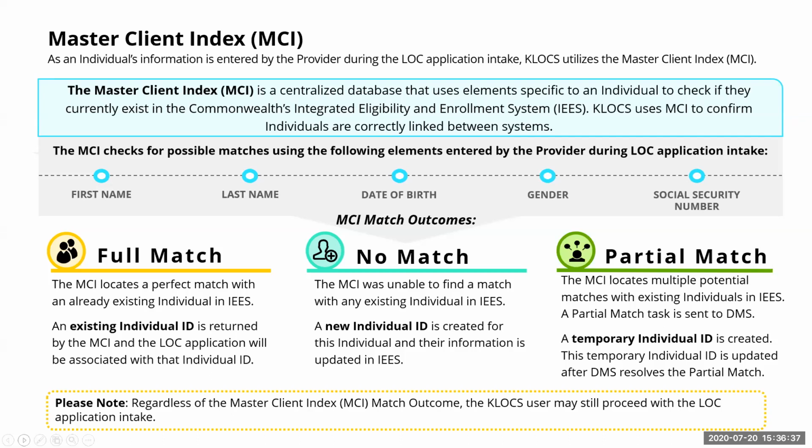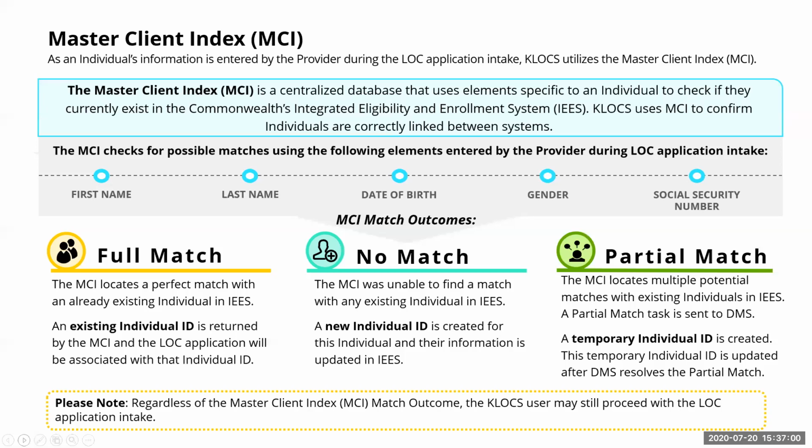The second outcome that could happen is no match, and this simply means that the MCI was unable to find a match with any existing individual in IEES. So what will happen here? A new individual ID is going to be created for the LOC application, and the individual's information is then going to be uploaded into IEES.